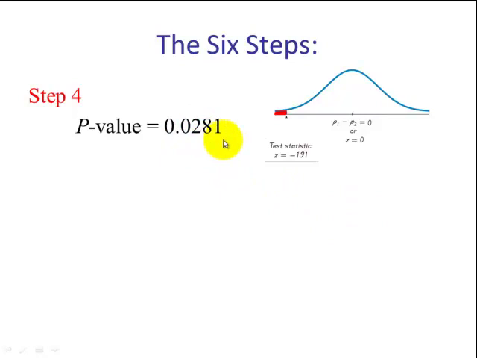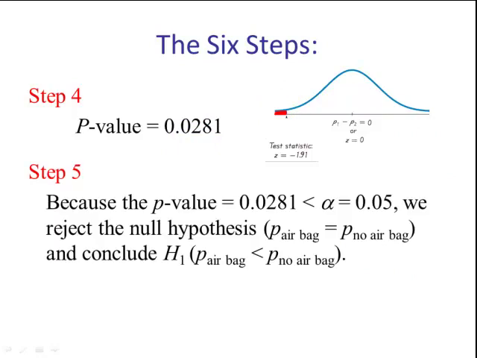This is from table 5, 0.0281. We have our picture with our left tail. So step number 5, because our p-value is less than alpha, we reject the null and we conclude the alternative, that the proportion of airbags is statistically less than the proportion of no airbags.